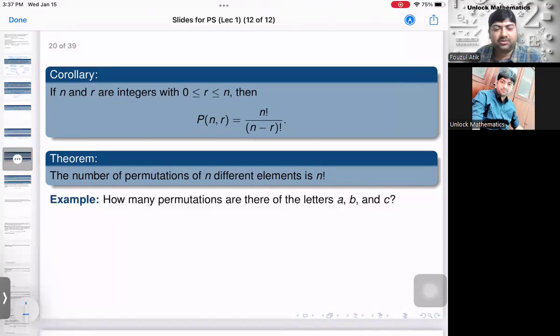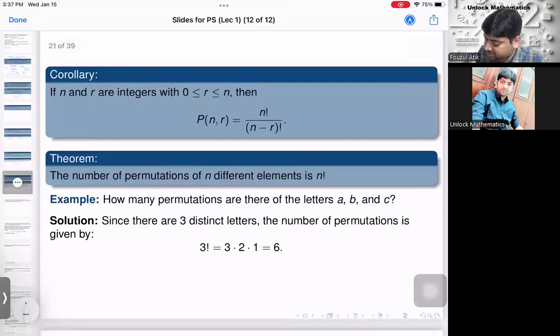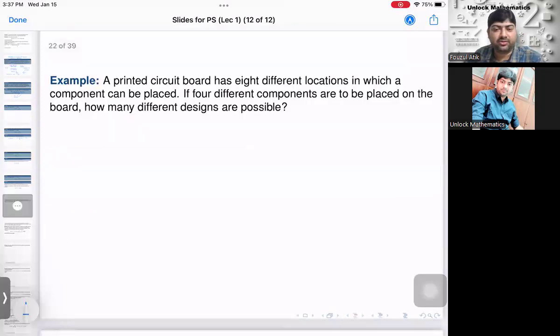Now this example we have already discussed: how many permutations are there of the letters A, B and C? So there are 3 elements and you have to arrange them; in how many different ways can you do it? Now we know the formula, the permutation formula. So this is basically 3 factorial, which is equal to 6. Therefore there are 6 permutations. Now I'll give you some examples. Think of it and then you see the video again.